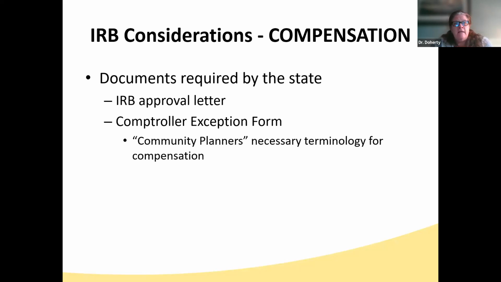The state has an issue with the term participants, particularly if the aspect of the research is deemed to be non-human subjects research. So they have agreed through the local finance office at UMB that you would be working with, that they need to be deemed community planners. This will help facilitate getting compensation that's been approved by the IRB to the community. And as you know, anything we can do to facilitate processes related to getting appropriate compensation to individuals is extremely important.